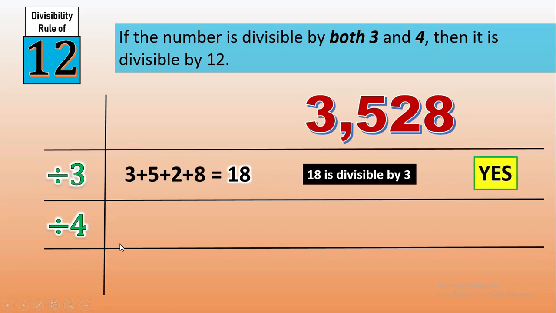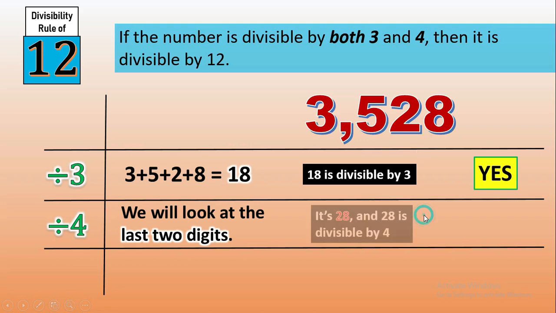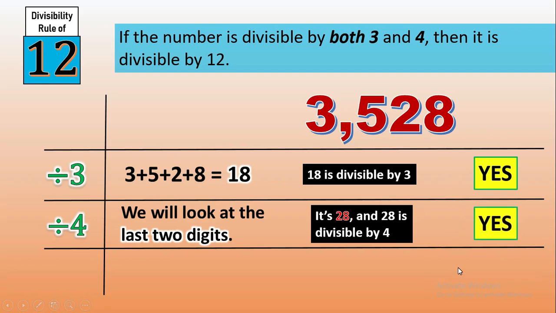Next, sa 4. We will look at the last 2 digits. Ang last 2 digits natin ay 28. 28 is divisible by 4. Skip count nga natin. 4, 8, 12, 16, 20, 24, 28. So, ibig sabihin, ang 3,528 is divisible by 4.